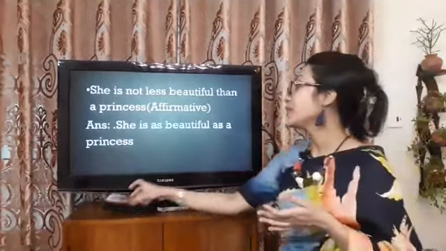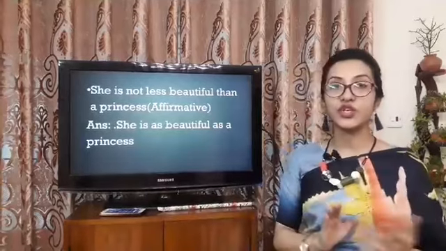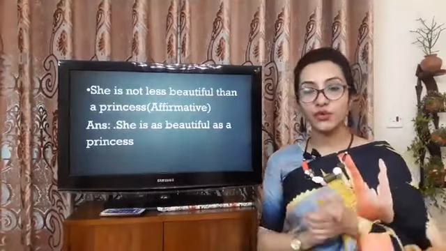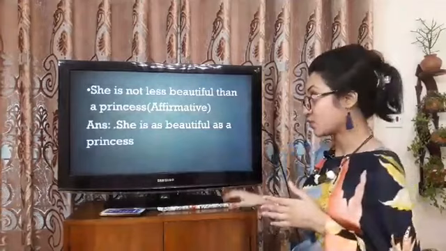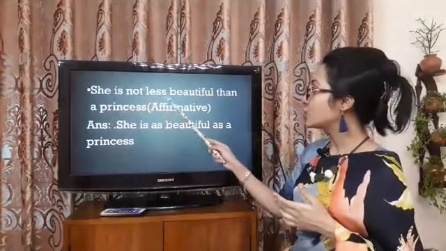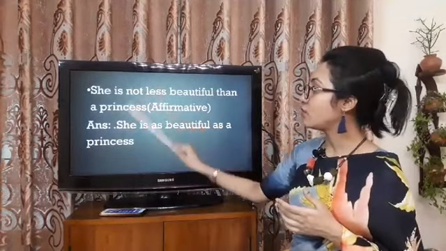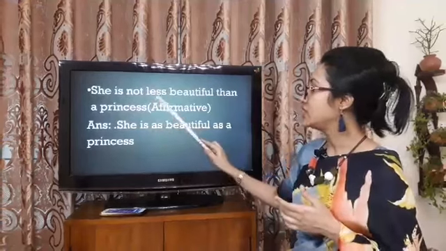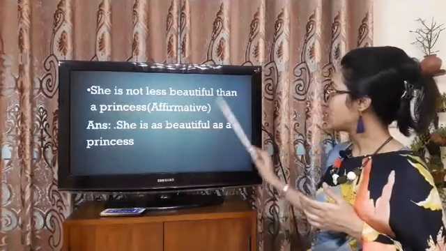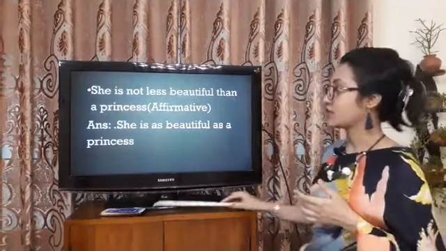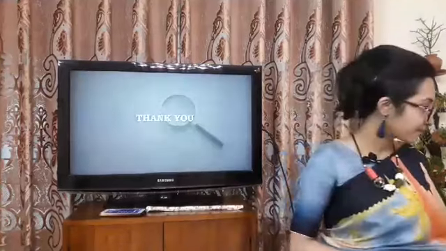The answer is going to be, she is as beautiful as a princess. She একজন রাজকুমারীর মতোই সুন্দরী, she is as beautiful as a princess. So what we have done: not less ছিল, যেহেতু আমি affirmative করব, notটা ফার্স্টে ডিলিট করেছি, ডিলিট করে as, then adjective, as, আবার then আমি ডিলিট করে দিয়েছি. Right, simple. So yes, we have come to the end of the class. I hope you have enjoyed your lesson.